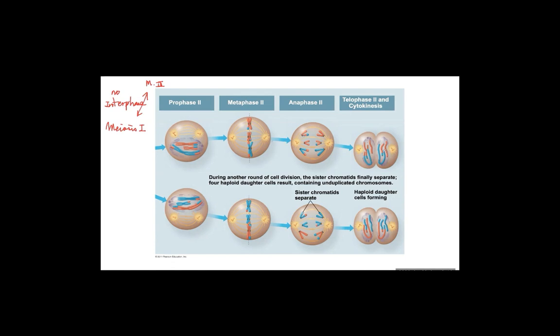In telophase 2, the chromosomes finish moving to opposite poles. Then the nuclear envelope reforms, and the chromosomes decondense, so it becomes chromatin. Then cytokinesis occurs immediately. Therefore, one, two, three, four daughter cells are formed, and each daughter cell contains one member of each pair of homologous chromosomes. This is the end of meiosis.